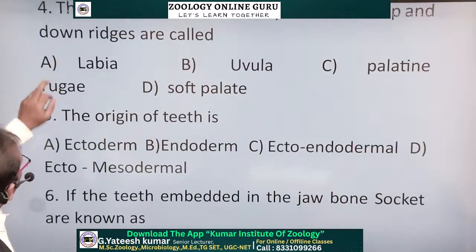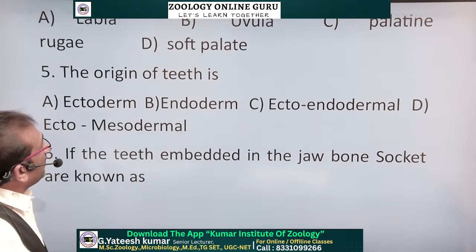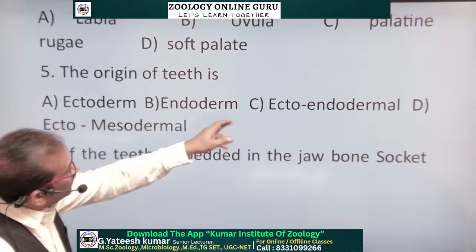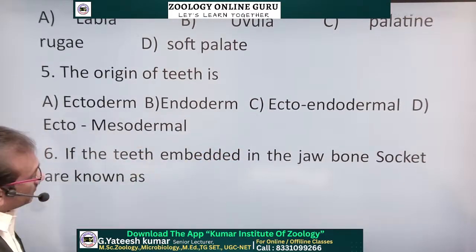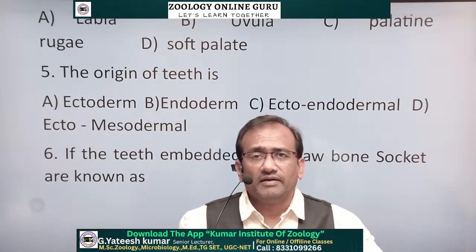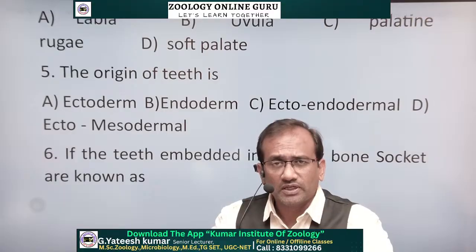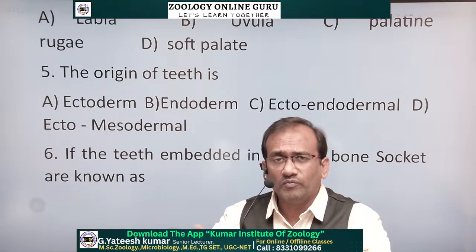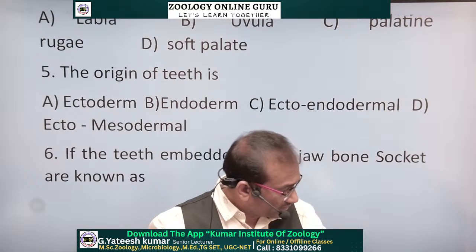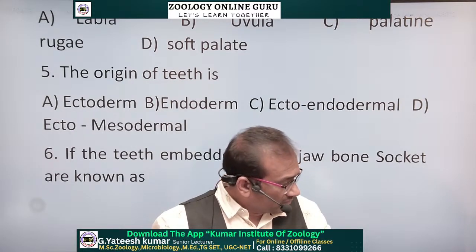Question number 5. The origin of teeth. Teeth originate from ectoderm, endoderm, ectoendoderm or ectomesoderm. Teeth are made up of, or come from, which embryonic layer? Answer the question.